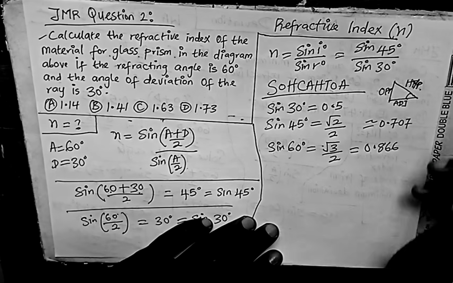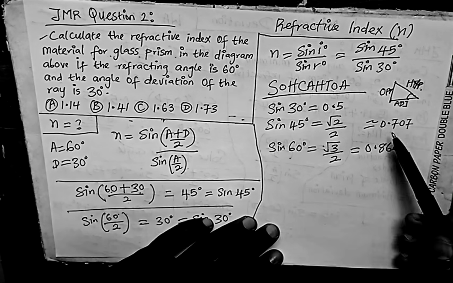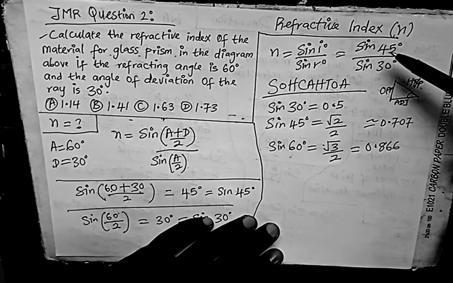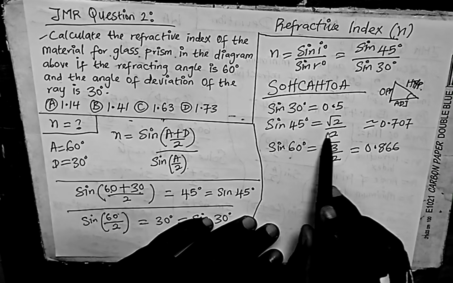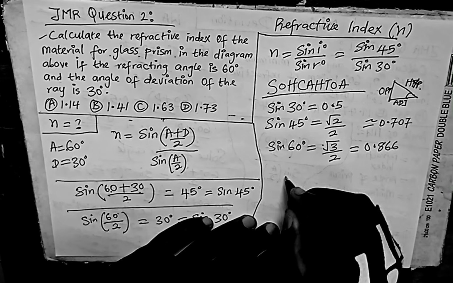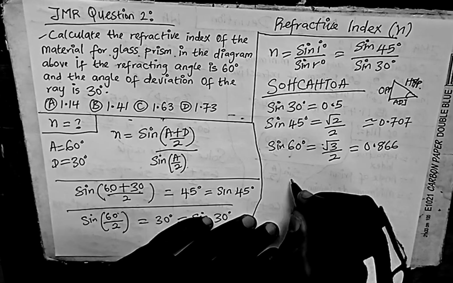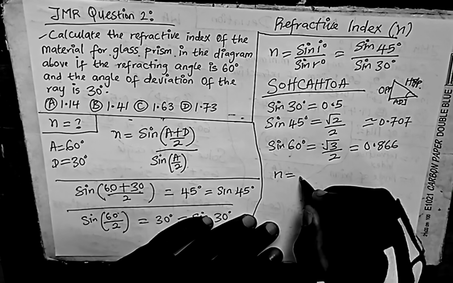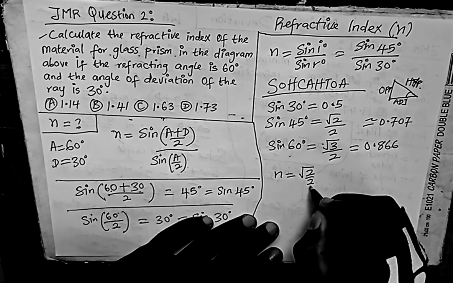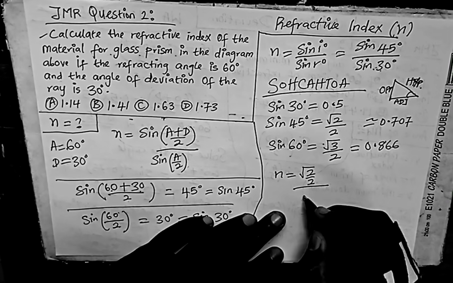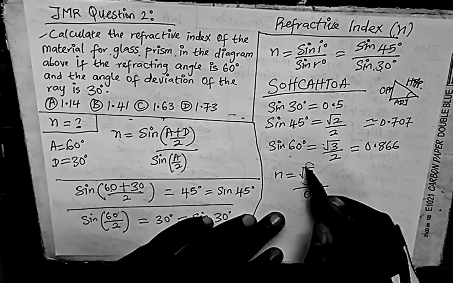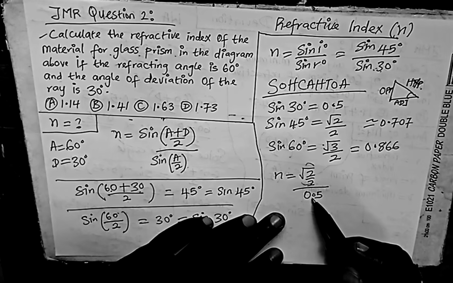They don't teach all these things in primary school. So now we bring all of them here. Since we apply this formula, sine 45 over sine 30: sine 45 from the SOHCAHTOA is root 2 over 2. We are now left with refractive index equal to root 2 over 2 over sine 30, and sine 30 is 0.5.